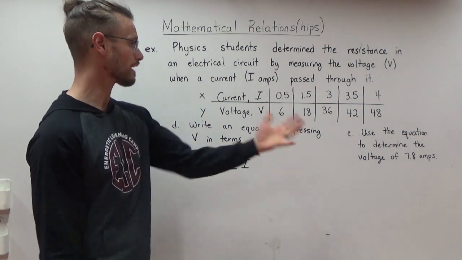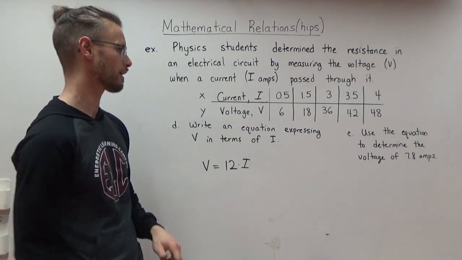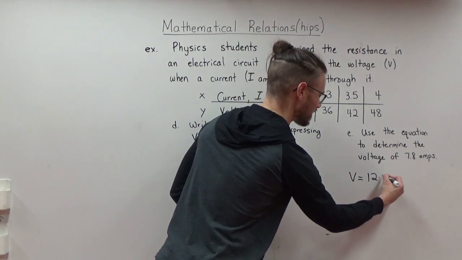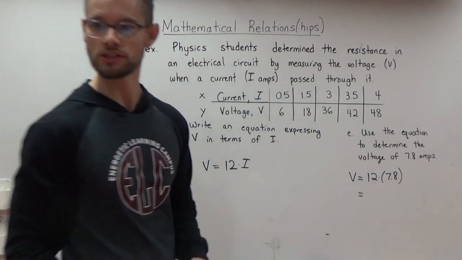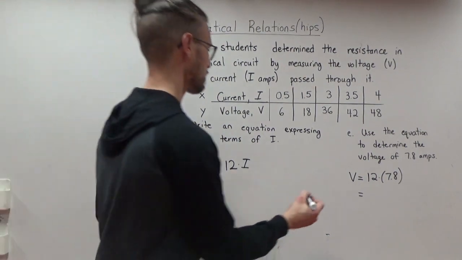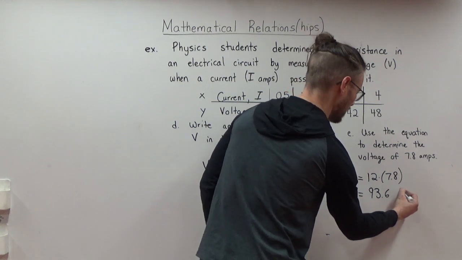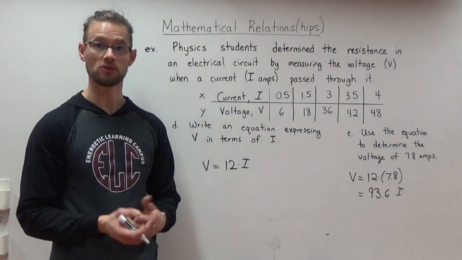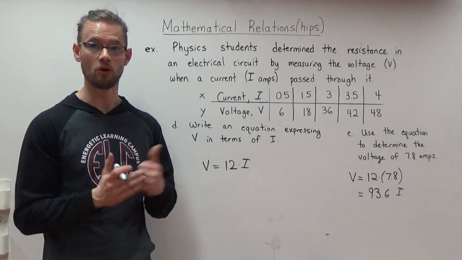So with our last question here, use the equation to determine the voltage of 7.8 amps. Well, that is simply voltage equals 12 times 7.8, which is 93.6 volts. All right, so now we've looked at a discrete graph, we've looked at a continuous graph, and we're almost done.